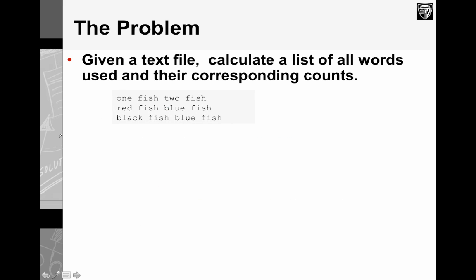Here's the problem. Let's say we have a file. The file contains 3 lines: 1 fish, 2 fish, red fish, blue fish, black fish, blue fish. What I would like to do is process this file so that I can know what the list of unique words are and how many times those words appear.